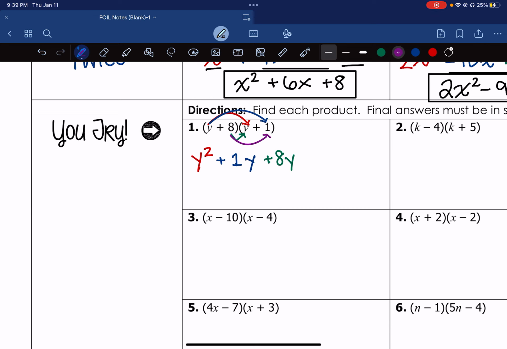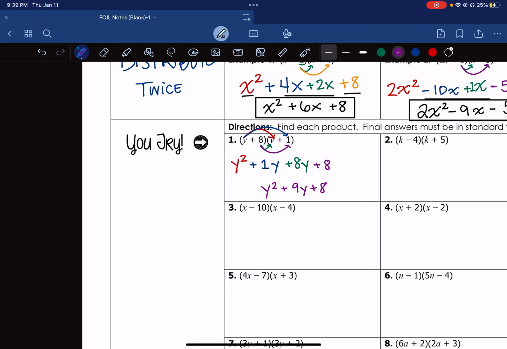Okay, 8 times 1 here, that's going to be plus 8. All right, so adding this all together, you all should already have this written down. I'm just going to do it in purple so I don't have to switch again. y squared plus 9y plus 8.